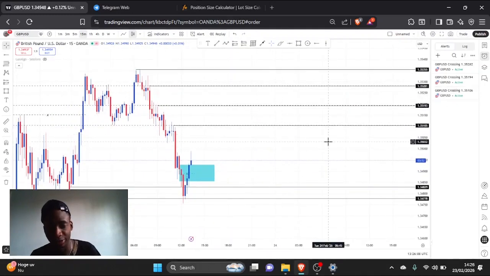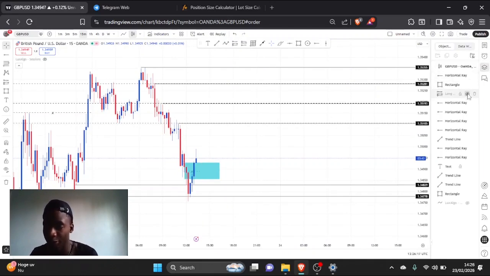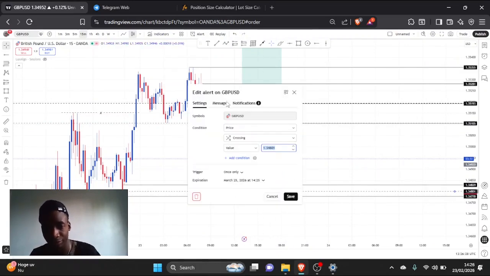Stop loss placement. Oh, I usually put an alarm on my stop loss also. Yeah, I put an alarm on my stop loss, and that's one key thing. Alarm on my stop loss. Yeah, that matters.